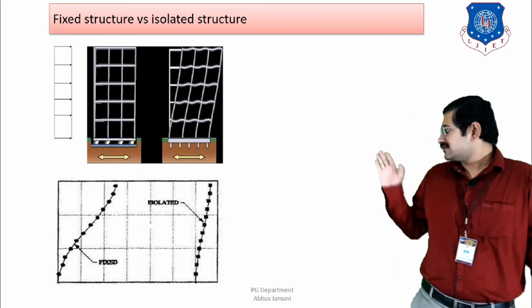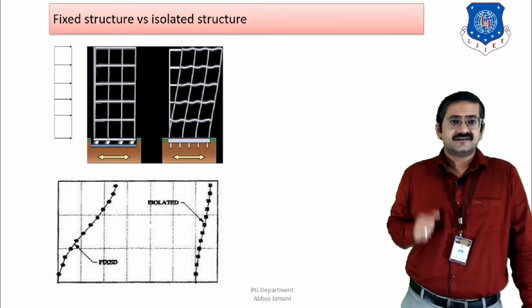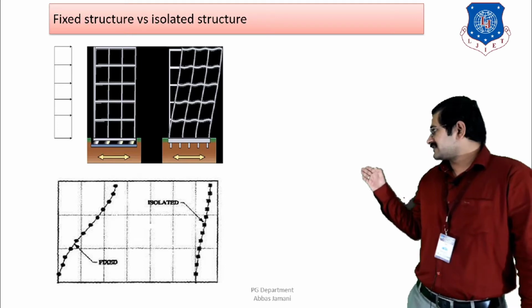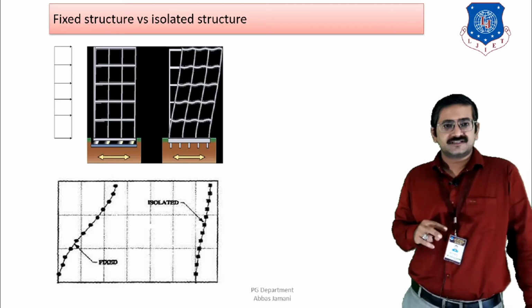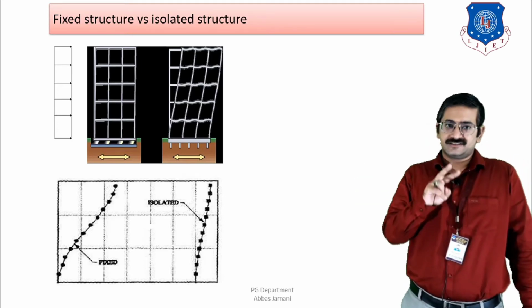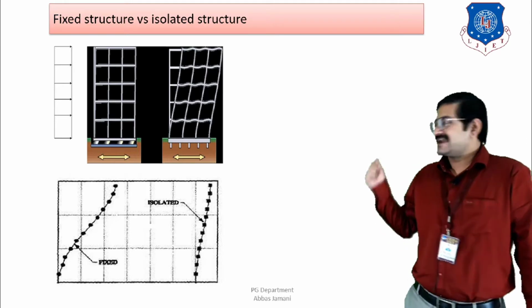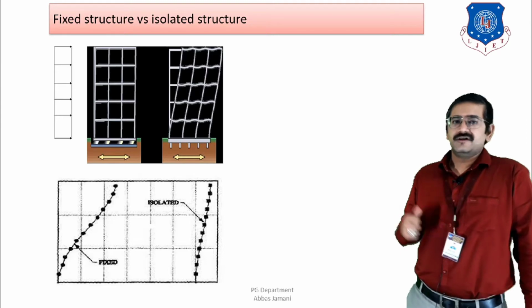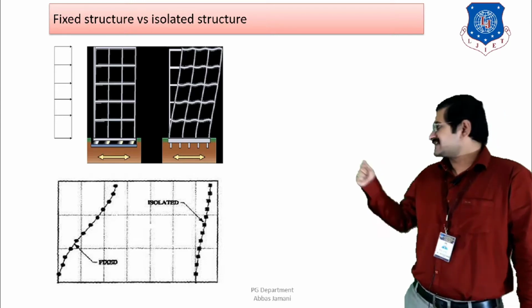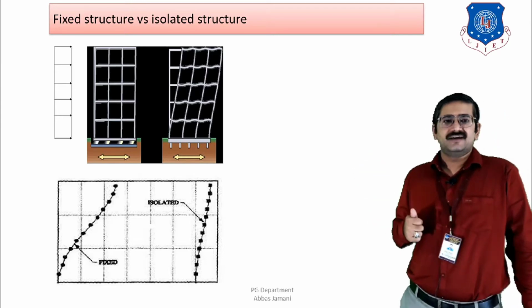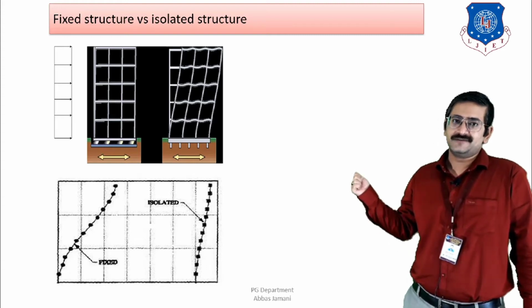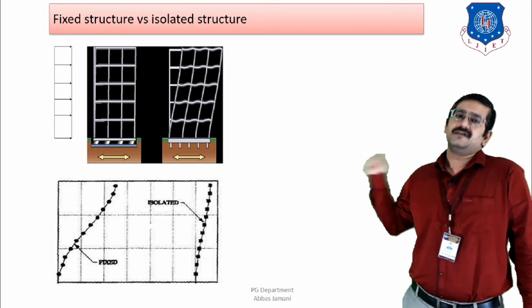When I am talking about the fixed structure and the isolated structure, as you can see, the figure shows a lateral force applied on the structure. Two types of structures are shown. First is the structure which has a base isolation system, and second is the structure which is fixed to the ground. As shown in the figure, it is pretty clear that the structure having the base isolation system undergoes very little deformation as compared to the fixed system.